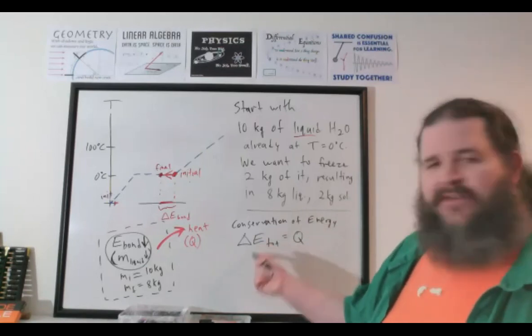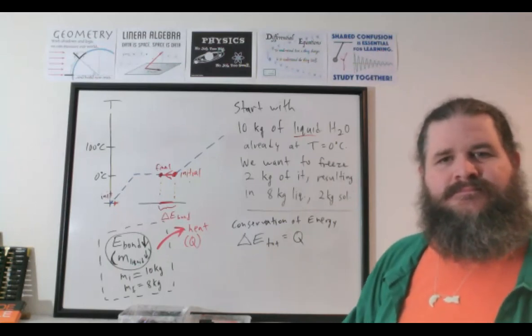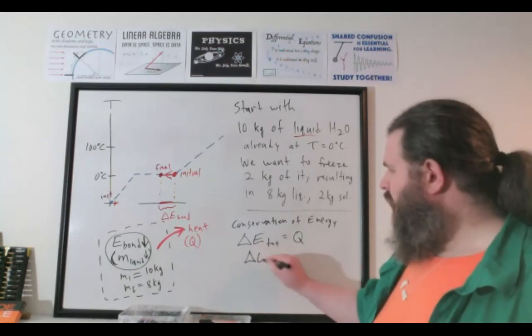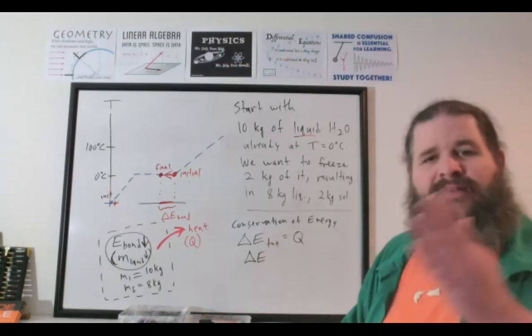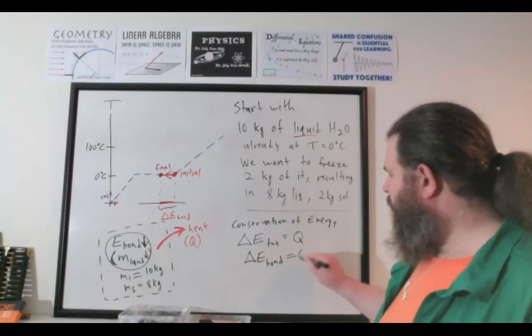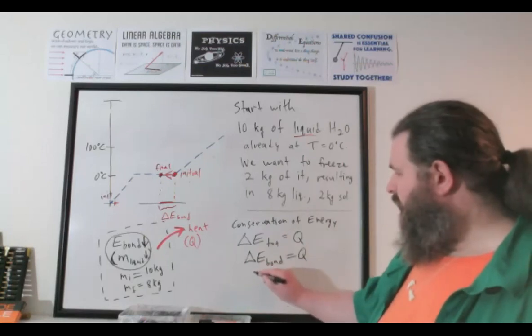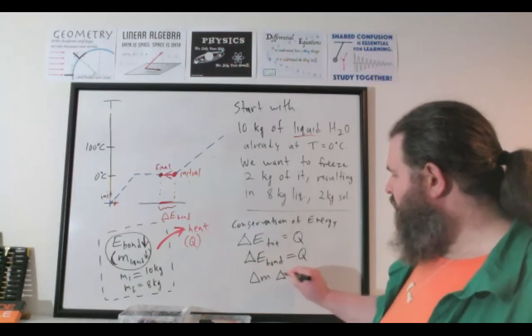And what's the only type of energy changing here? Yeah, so delta E total is usually going to be several delta E whatever's added together, but in this case, it's just delta E bond. We can then fill in the formula we saw earlier. Delta E bond is the same as delta M times delta H.